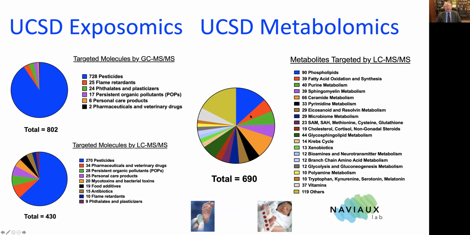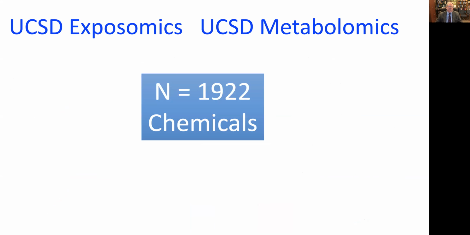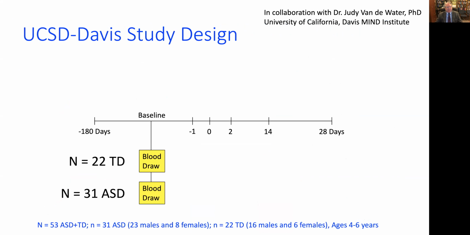And this is how we do it at UCSD. We have nearly 700 natural molecules that we target from over 63 different biochemical pathways. And then we also have an exposome panel that looks at over 1,000 different man-made molecules, including pesticides, flame retardants, phthalates, and plasticizers, personal care products, and even mycotoxins and a variety of bacterial toxins. Overall, there's about 1,900 chemicals that we measure.